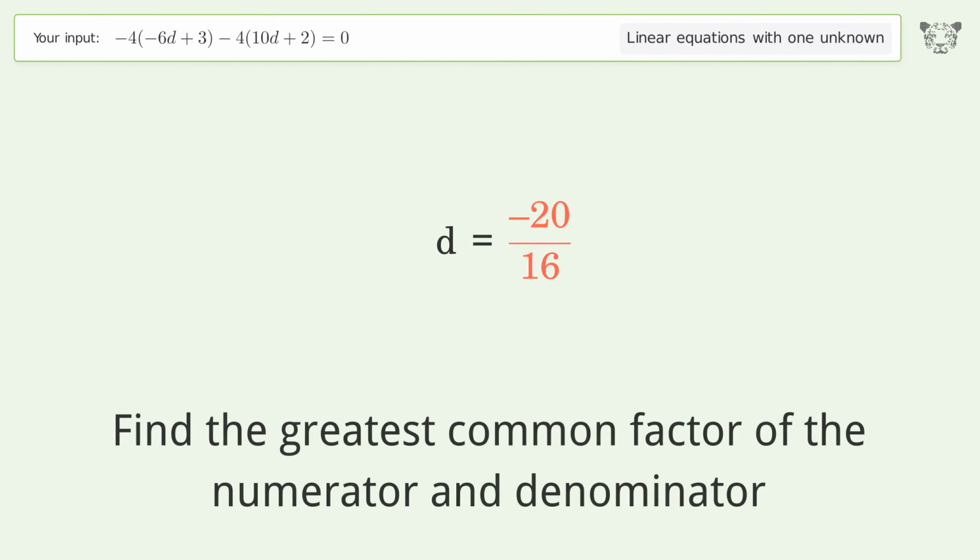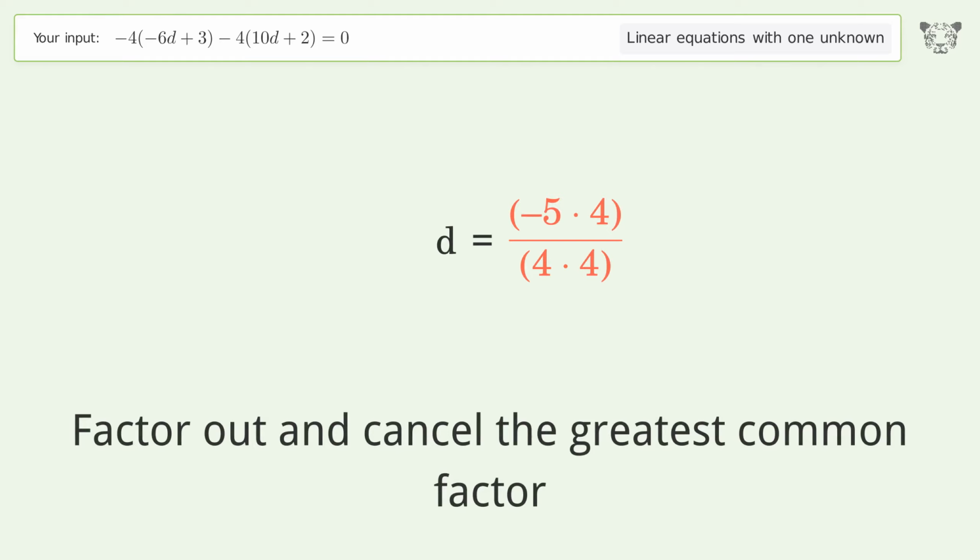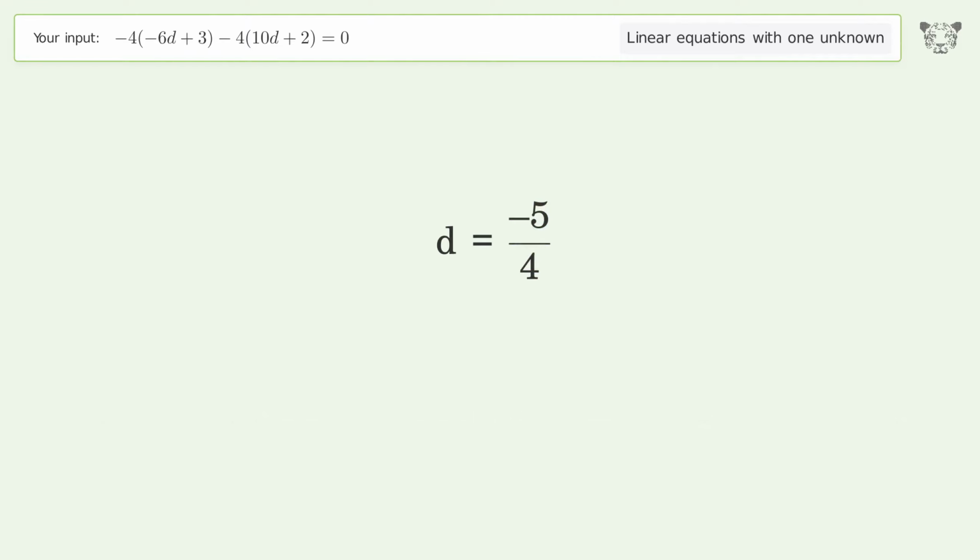Find the greatest common factor of the numerator and denominator. Factor out and cancel the greatest common factor. And so the final result is d equals -5/4.